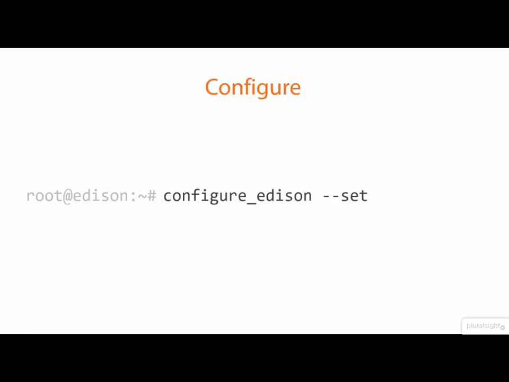Now you simply type configure_edison --setup at the prompt, and you'll be walked through a wizard to configure your device. We'll choose a name, a password, and a Wi-Fi hotspot.